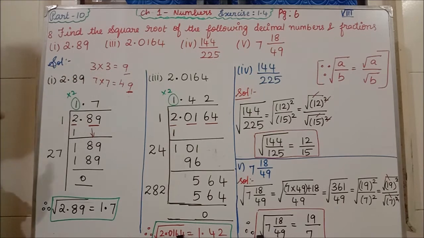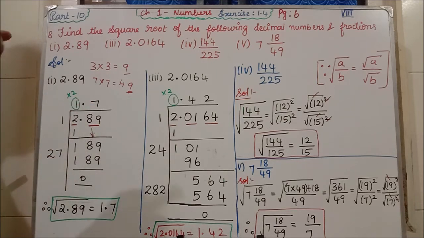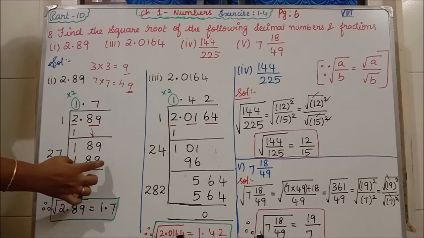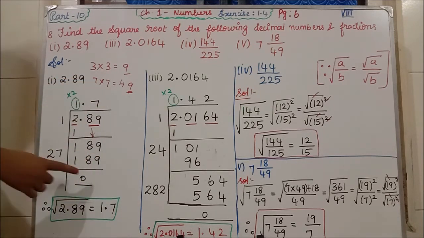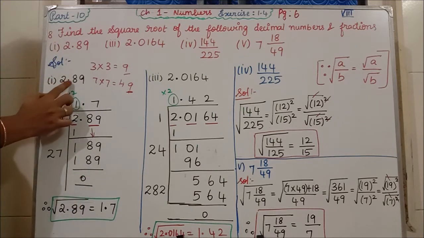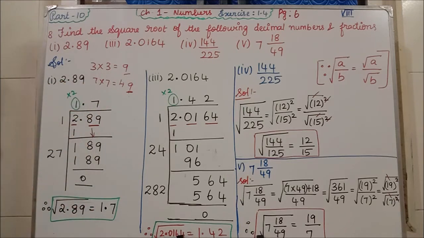So you can directly try with 3. We are not getting it, because if you write 3 here, we will get only 69. Then you have to try with 7. We are getting correctly 189. So you have to put 0. Therefore, the square root of 2.89, what answer do you have in the question? 1.7 is the answer. Clear?